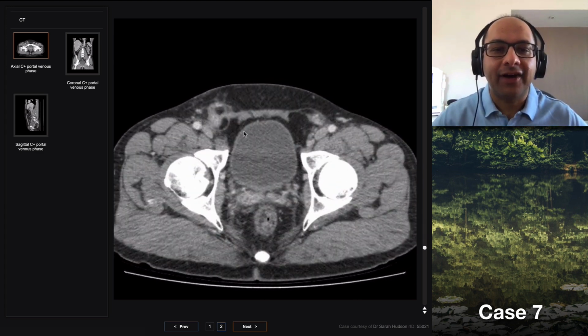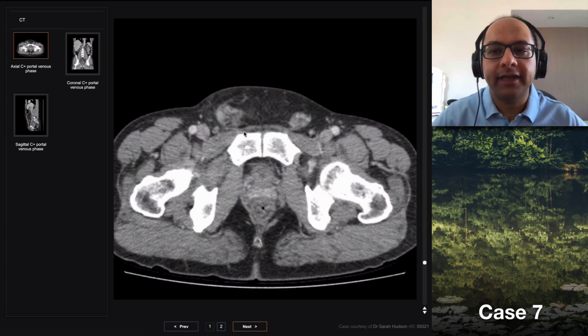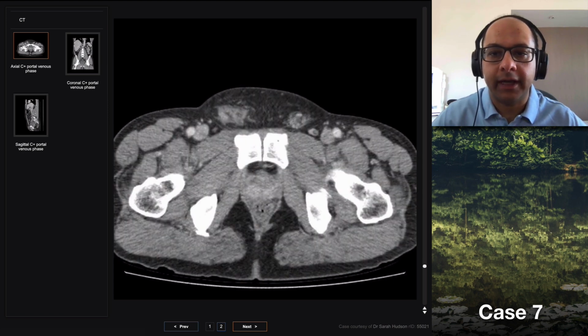All right. So I think this is a tricky one. Before I say what it is, does anyone want to? Does anyone know what this is?